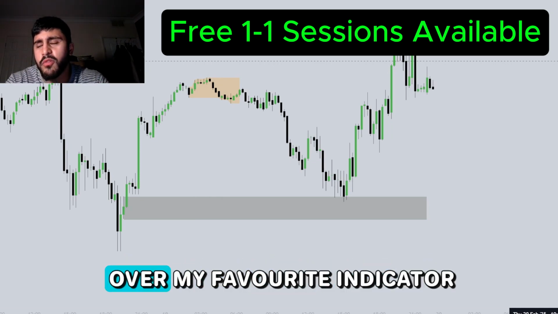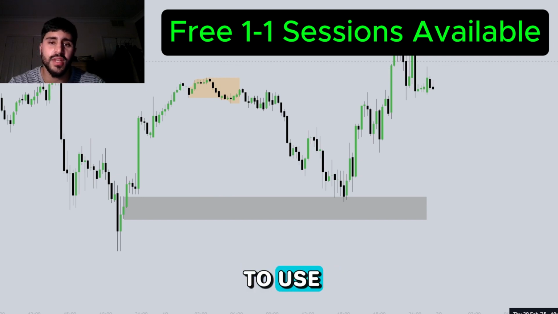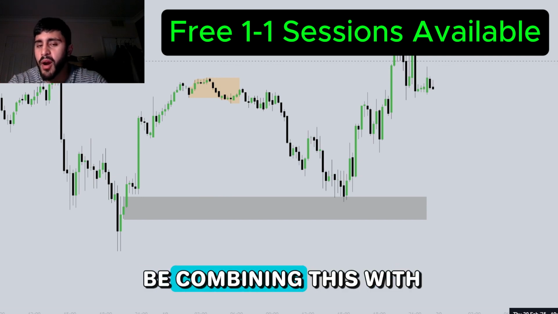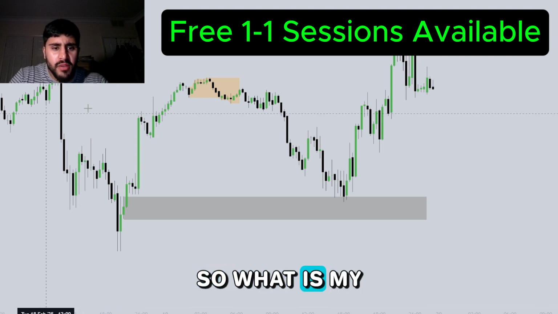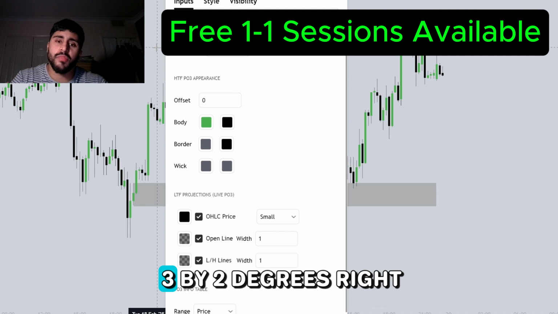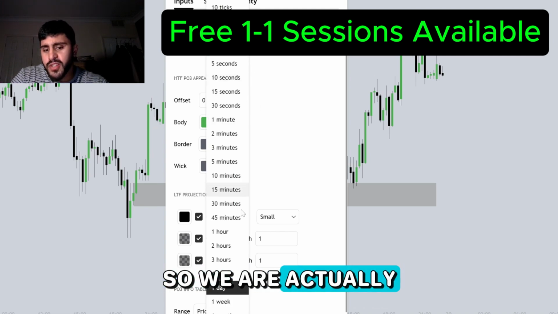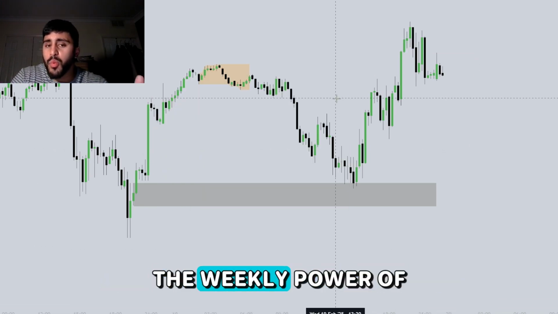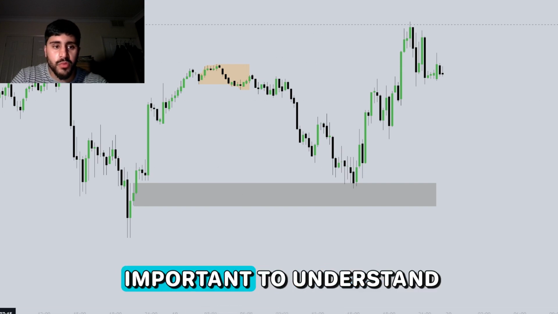Here we're going to be going over my favorite indicator to use in the markets, and we're also going to be combining this with order flow. So what is my favorite trading indicator? Well, it's this one over here, PO3 by 2 degrees, right? So we are actually going to be understanding the power of the weekly power of 3, right? This is very, very important to understand.